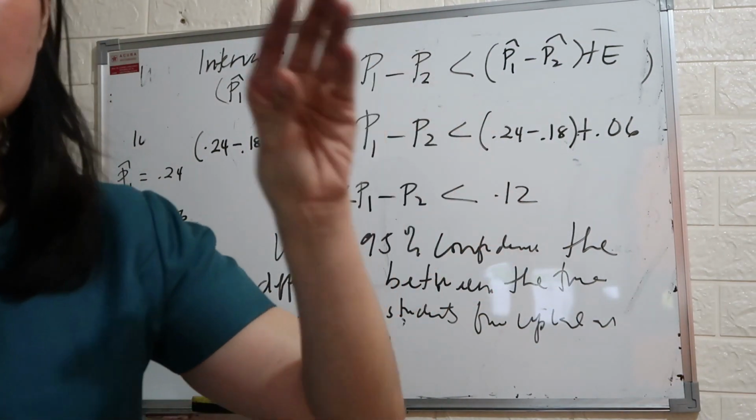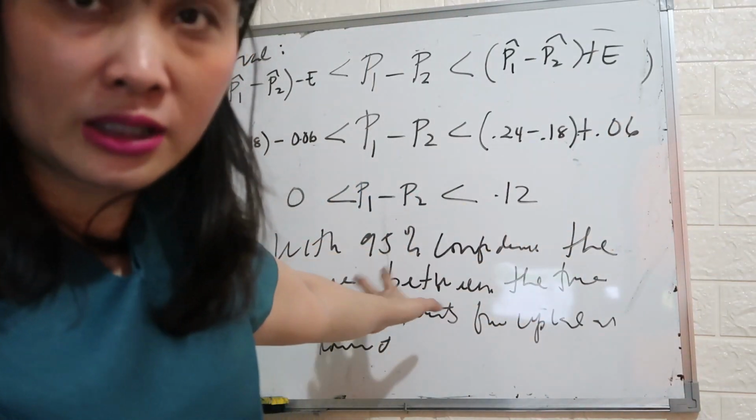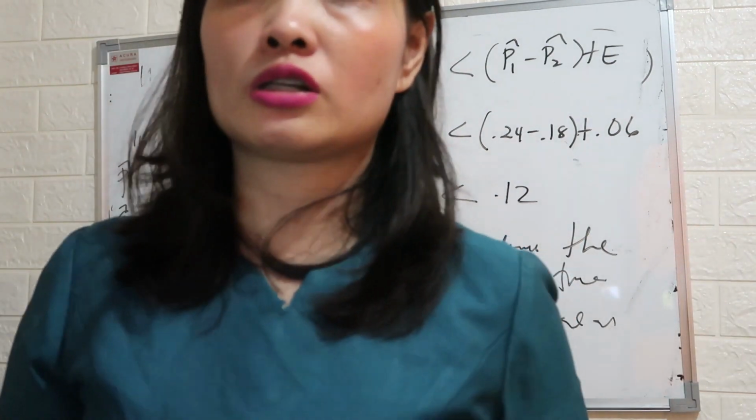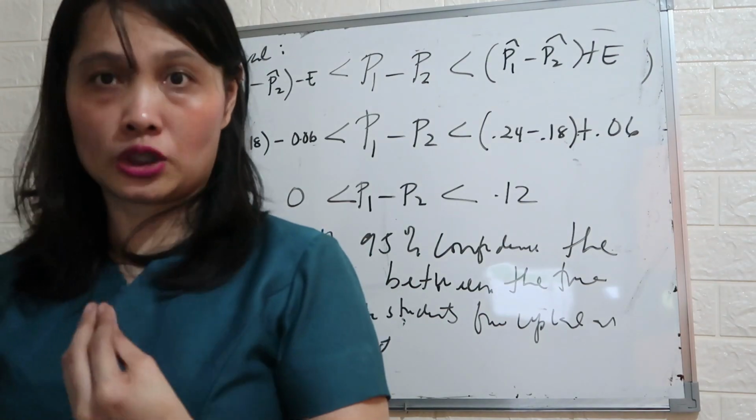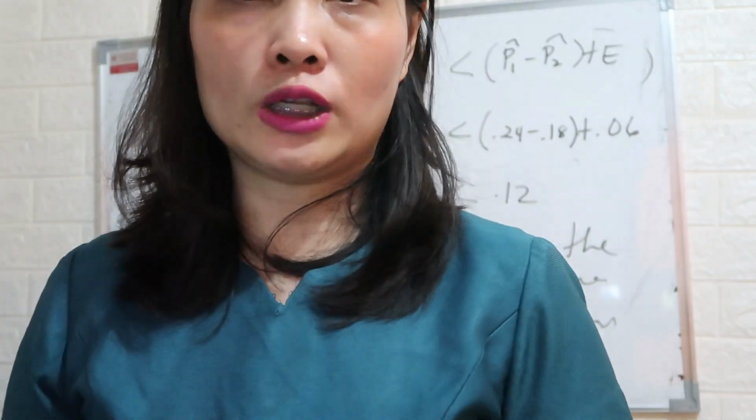That is the solution for the confidence interval estimator of the difference of proportions where n is greater than or equal to 30.